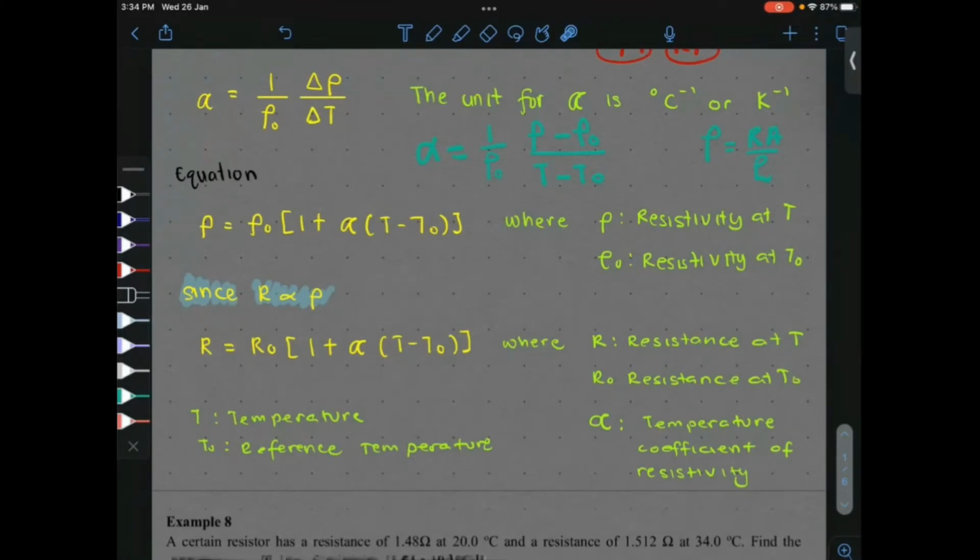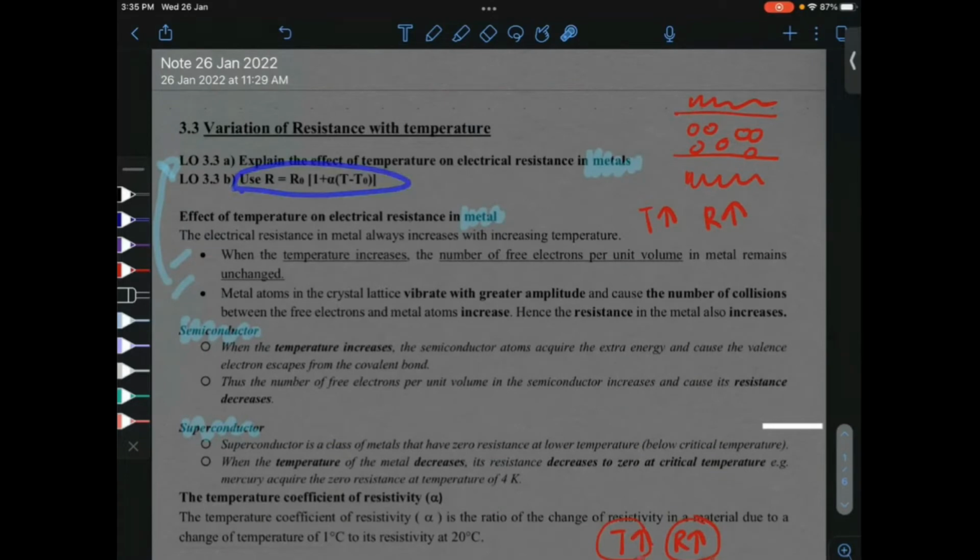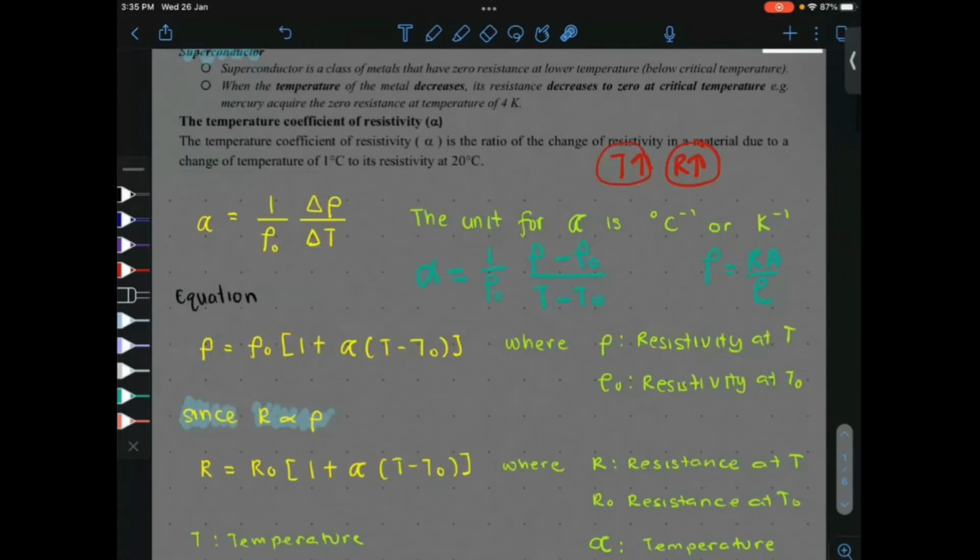Okay. And then R adalah resistance at T, where T is the second temperature yang diberi dalam soalan. R naught adalah resistance at reference temperature. And then alpha here is the temperature coefficient of resistivity ataupun coefficient of resistivity. Okay, so this is the equation yang dimension dalam second learning objective kita, where you have to be able to use this equation.